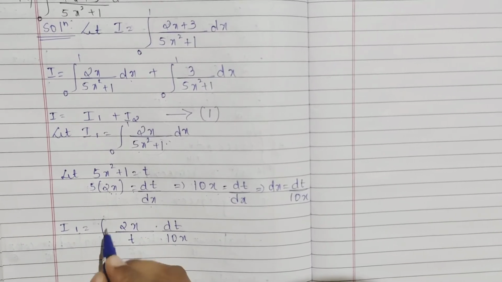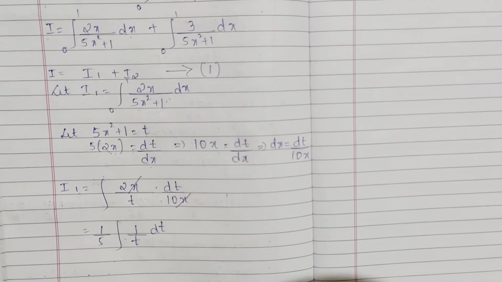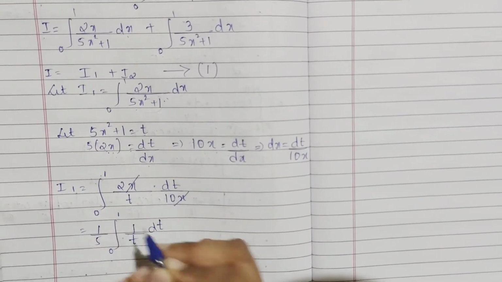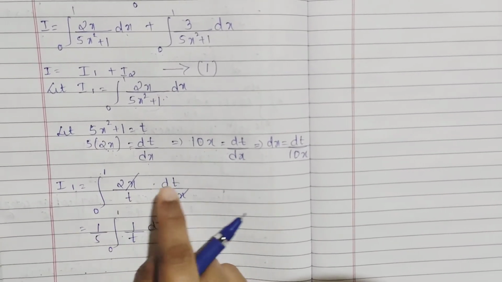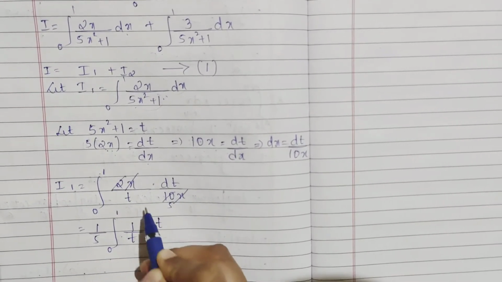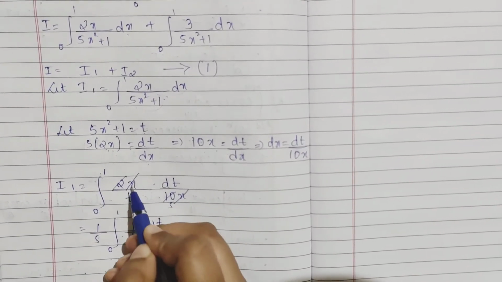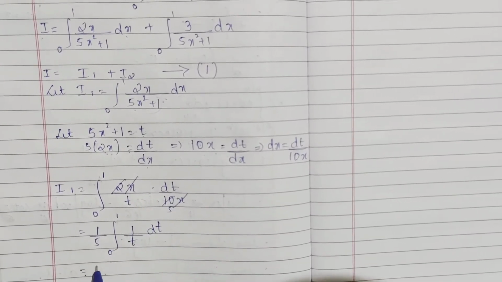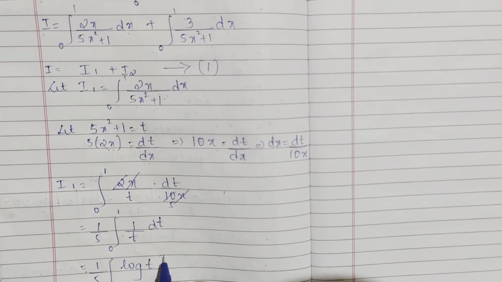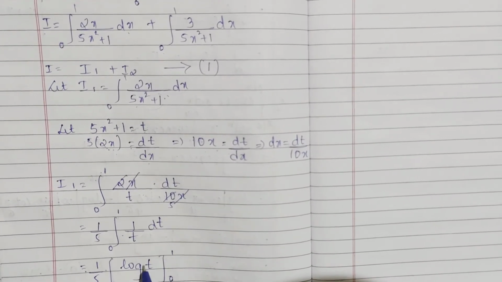If you want, you can apply the limits here or at the end. So we get 2x/t times dt/(10x). The x cancels, and 2 by 10 gives 1/5. I have kept 1/5 outside, and you will have 1/t dt. So the integration of 1/t is what? Log t, right? With limits from 0 to 1. Now replace your t.